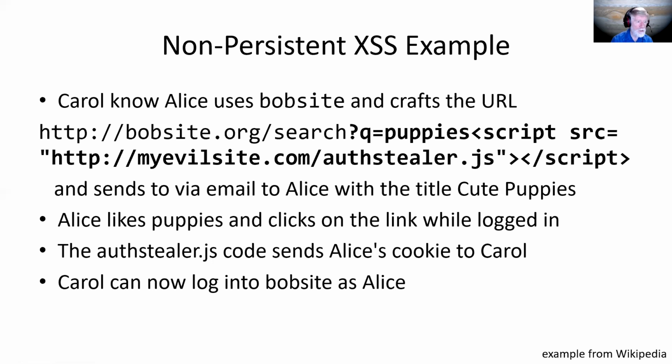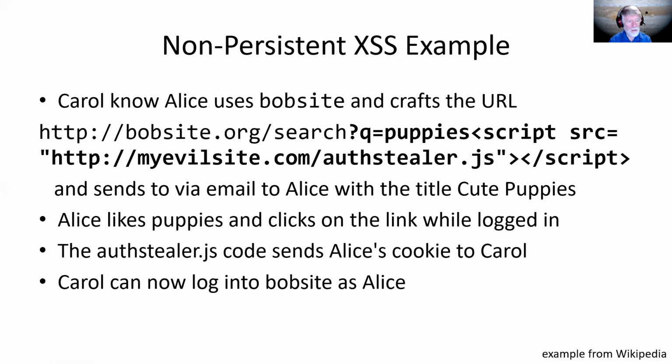So when the result comes back, it'll probably say something like, no matches, because it's trying to match puppies, script, evil website, nothing found, which Alice will find funny. I thought there'd be cute puppies on this website. Meanwhile, in the background, while she's not watching, we've got this JavaScript running. And the JavaScript can do interesting things like grab the cookies. Last time we talked about how JavaScript can access the cookies. Actually, it wasn't last time, but it was in one of the recorded lectures. You can get the cookies and then ship them off to Carol.